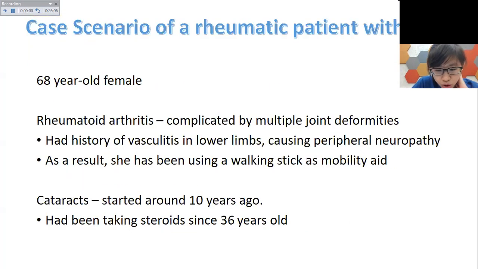Now I will hand over the time to Dr. Tan to go through the case scenario of a rheumatic patient with a fall. Thank you, Dr. Ng. So we look at a 68-year-old female who has rheumatoid arthritis and complicated by multiple joint deformities. She had a history of vasculitis in the lower limbs causing peripheral neuropathy. As a result, she has been using a walking stick as a mobility aid. She also has cataracts since 10 years ago and has been taking steroids since she was 36 years old.